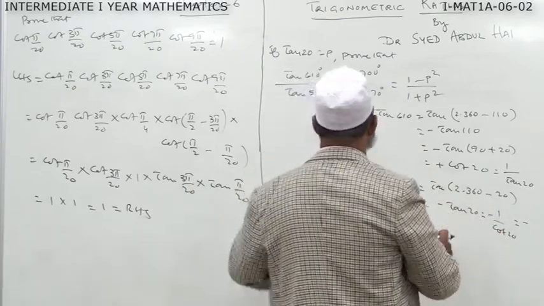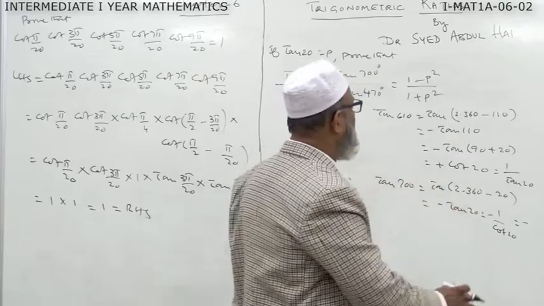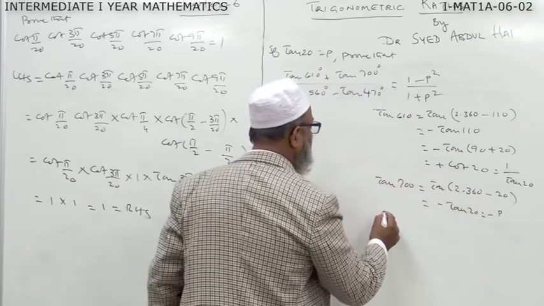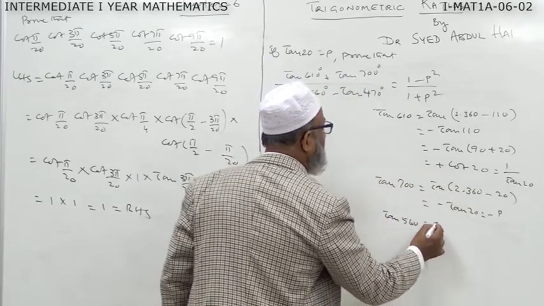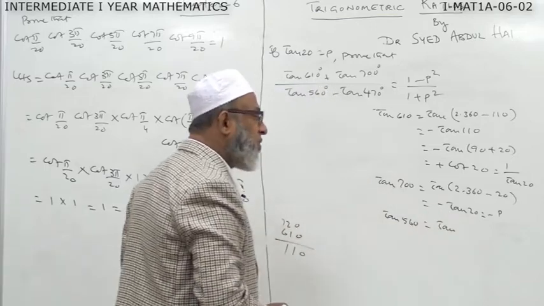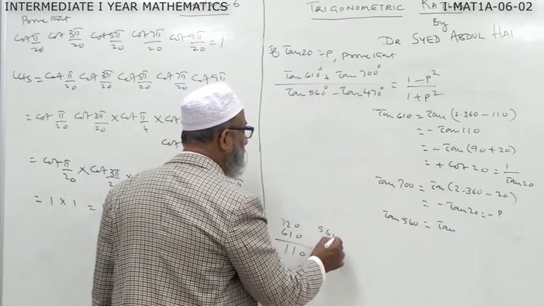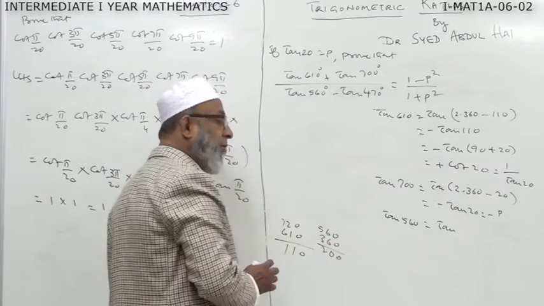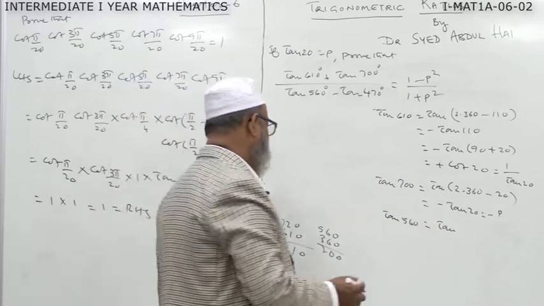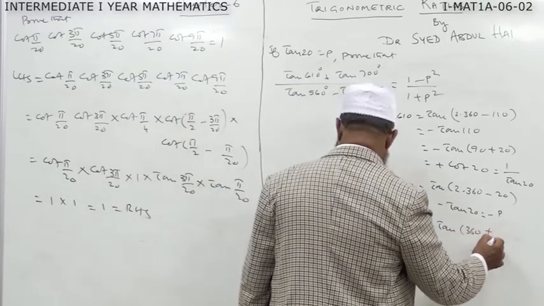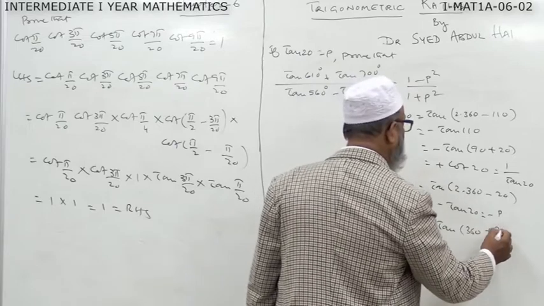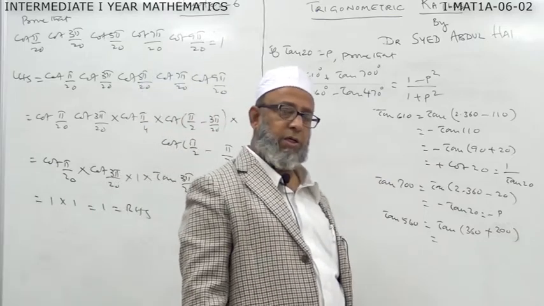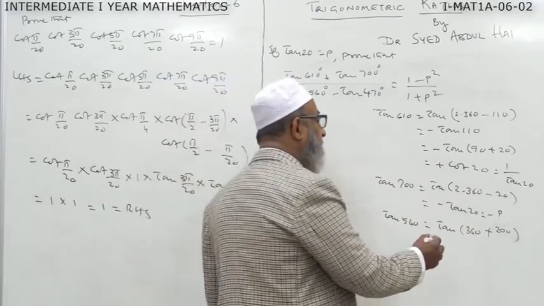Or directly you can write tan 20 is equal to P. Directly you can write it using minus P. Then tan 560 is equal to tan 560, which is 360 plus 200. Is it clear? So tan 560 can be written as tan (360 plus 200). Which quadrant? First quadrant. In the first quadrant, all are positive.